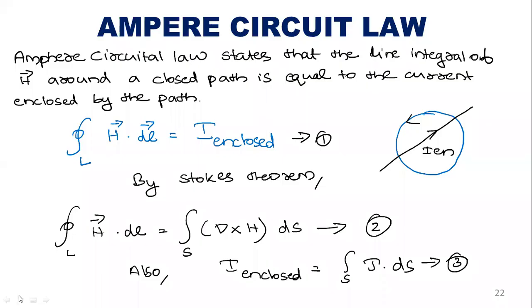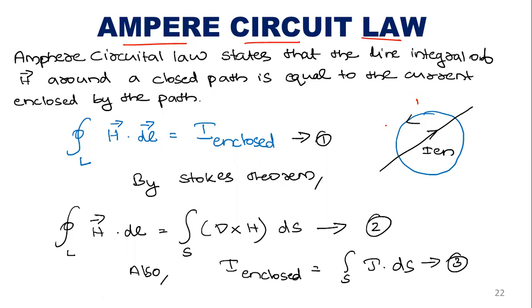Ampere's Circuital Law states that the line integral of H around a closed path is equal to the current enclosed by the path. So what does Ampere's Circuital Law state? The line integral of H around a closed path is equal to the current enclosed by the path.